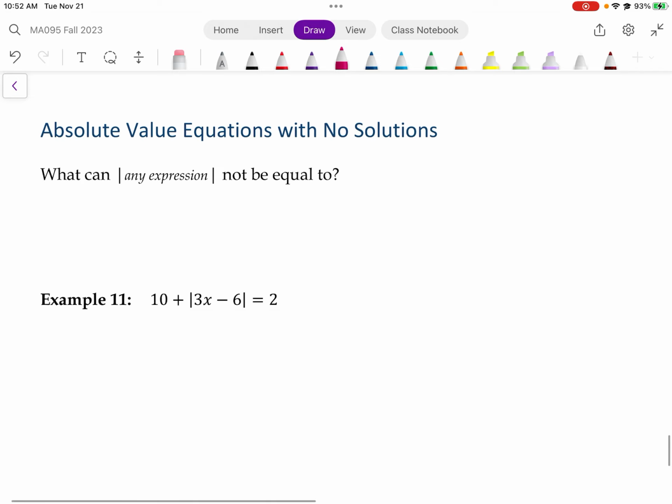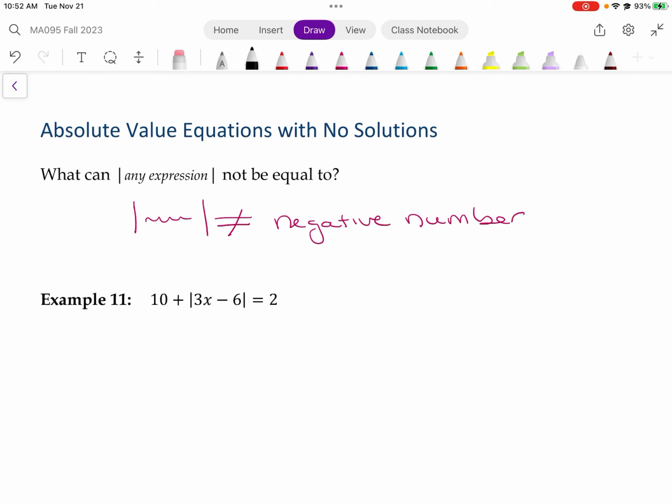All right, so last topic, absolute value equations with no solutions. So what can the absolute value of any expression not be equal to? The absolute value of anything cannot be equal to a negative number. It's the easiest way to say it, right? Can't be equal to a negative number, ever. So let's look at some of these problems down here. You can probably anticipate what's coming here.